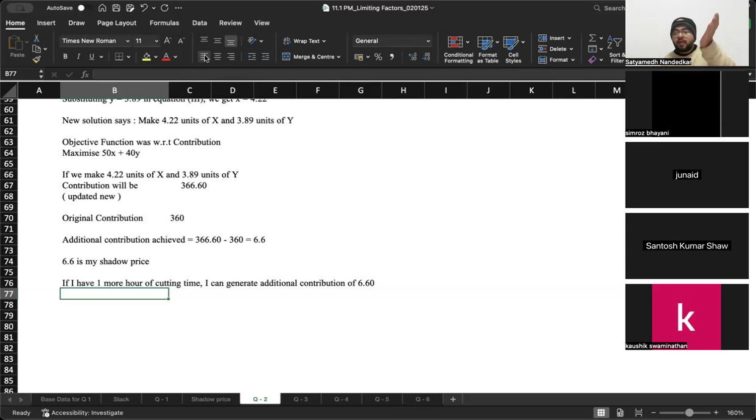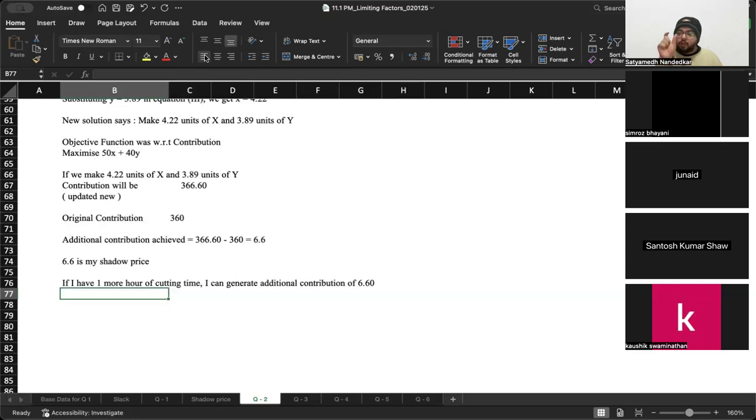ठीक है, if one more hour of labor is used, आपको additional contribution मिलेगा 10 रुपीज का, which means the overtime के लिए extra money that you are going to pay him, that has to be less than 10. Otherwise the whole activity will not make any sense.